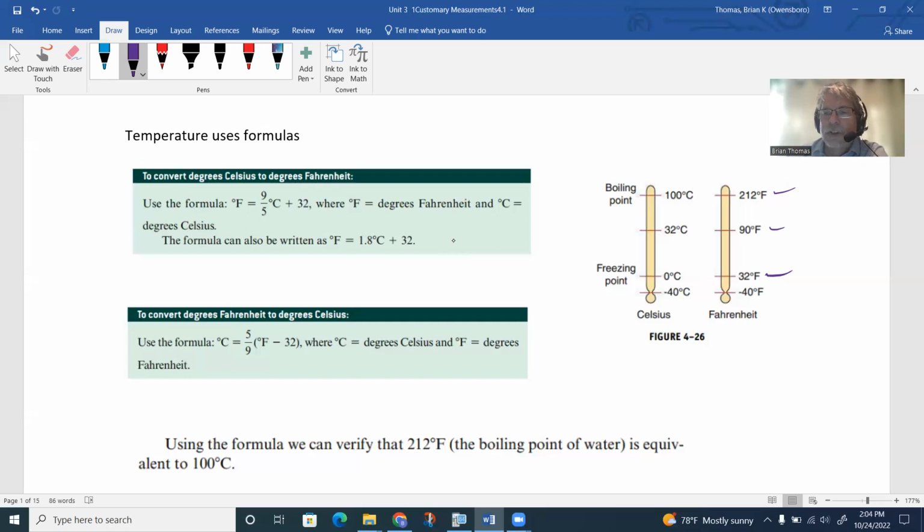And notice that 32 degrees Celsius would also be considered a warm, sunny day. Okay, so keep that in mind. 32 degrees Fahrenheit, that's freezing, but 32 degrees Celsius is actually a pleasantly warm summer day. So keep that in mind as we use that as a reference.